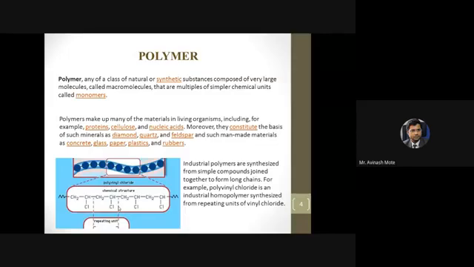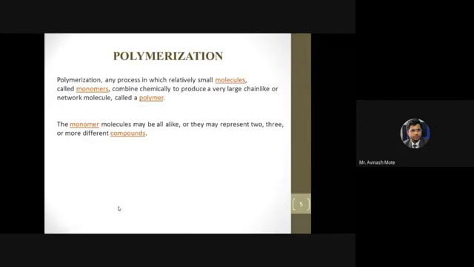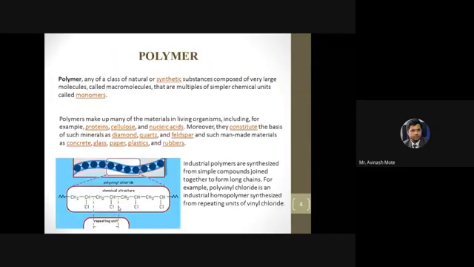You can give the example. Monomer is vinyl chloride, polymer is polyvinyl chloride. Monomer is ethylene, polymer is polyethylene, like carry bags. Simple monomer is ethylene, and polymer is polyethylene. Like ester: ester is a monomer, and polyester is a polymer.